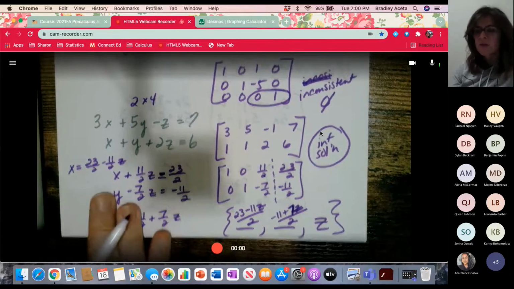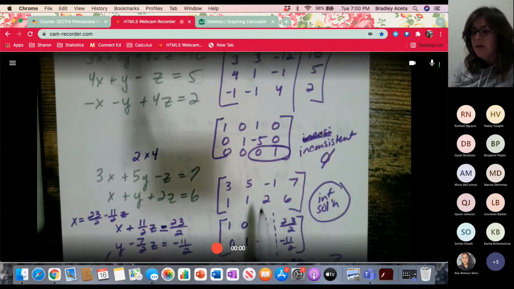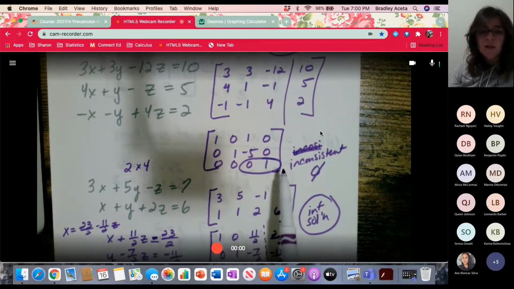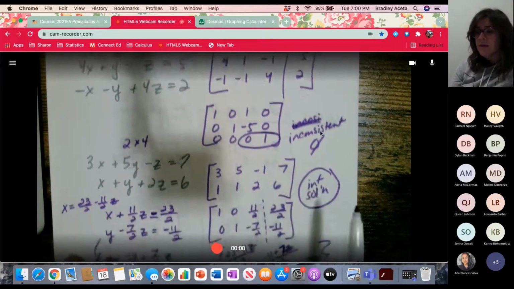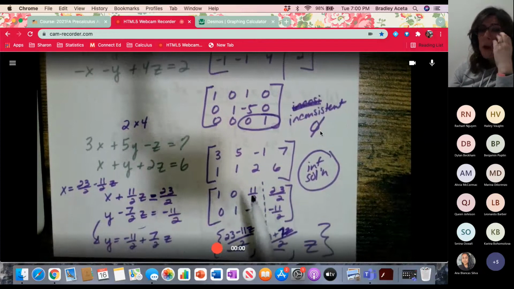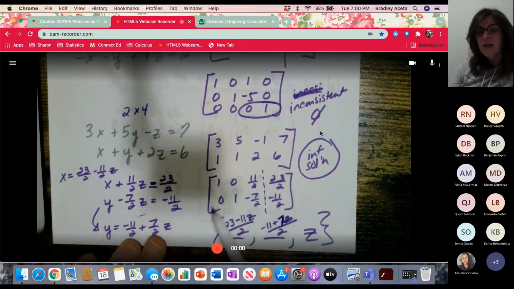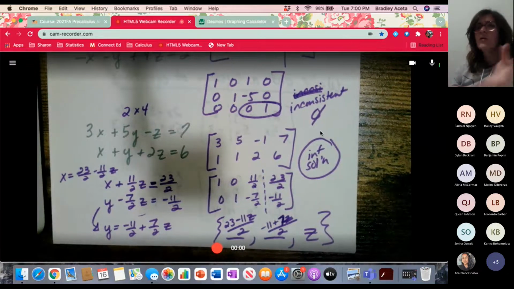That's an infinite solution. So notice the difference here. An inconsistent solution ends up with this third row that has something like 0 equals 1. It's missing the diagonal. Whereas an infinite solution, you actually still have the diagonal, and you can rewrite the x and y values in terms of z, or you could write x and z values in terms of y, etc.